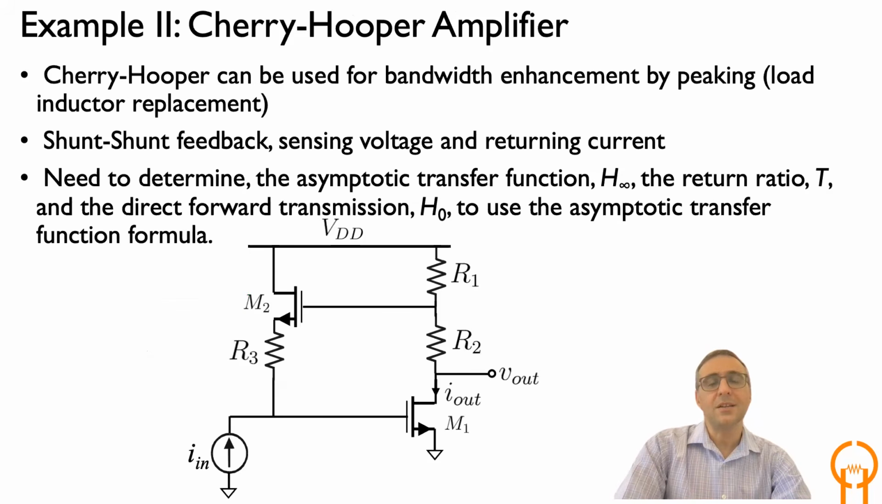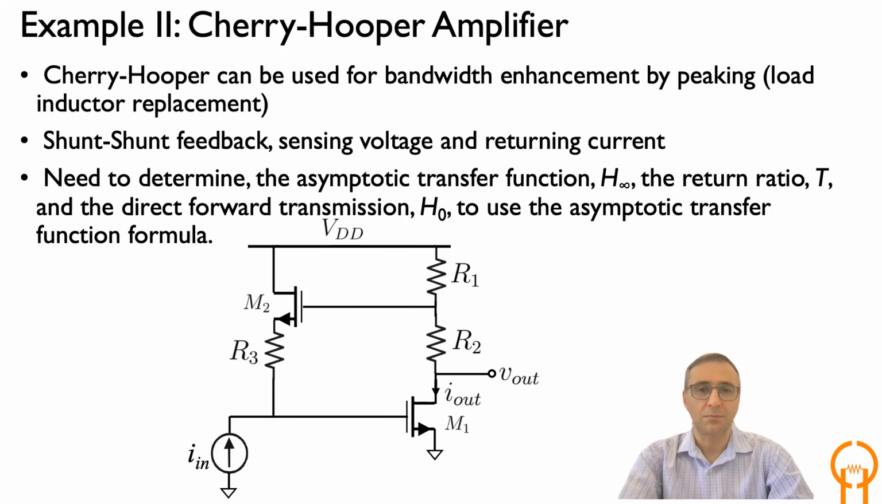So here's another example. The Cherry Hooper amplifier can be a useful stage as a load or an amplifier. One of the things it can be useful for is peaking. You can basically control the quality factor of the load that you present without using an inductor, for example.